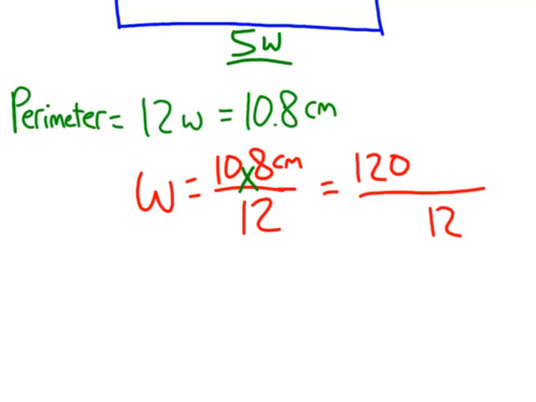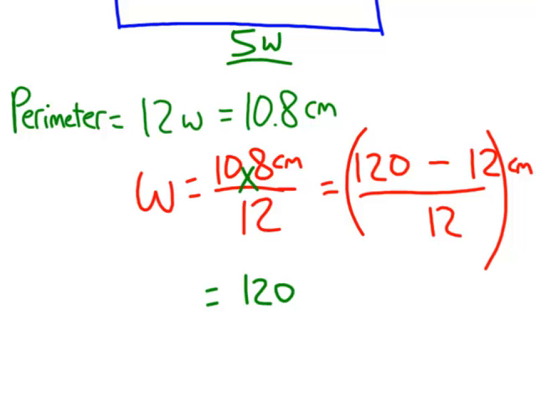Well, how far off is it? It's 12 away from 120. So let's say that's 108, or I'm sorry, 120 minus 12. That's how I got my 108 centimeters. All right, and why did I do all that? It looks more ugly than what we started with. Well, that's because I know I can divide that up into 120 minus 12. That's like 120 over this 12 minus 12 over this 12.